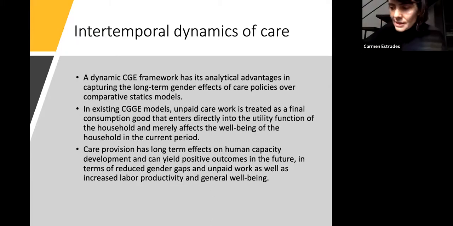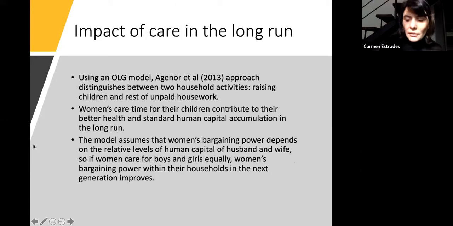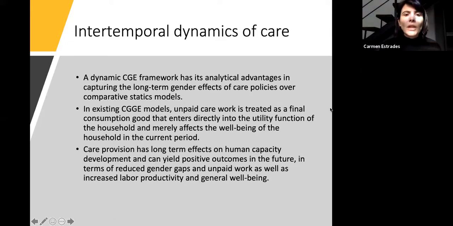Then we have, as I said before, the attempt to capture the intertemporal dynamics of care. A dynamic CGE framework has advantages over comparative statics models in capturing long-term gender effects of care policies. In the existing gender CGE models, unpaid care work is treated as a final consumption good that enters directly into the utility function of the household, but it doesn't affect the well-being of the household in the future. But as I said before, care provision has long-term effects on human capacity, so it could be interesting to consider these long-term impacts.